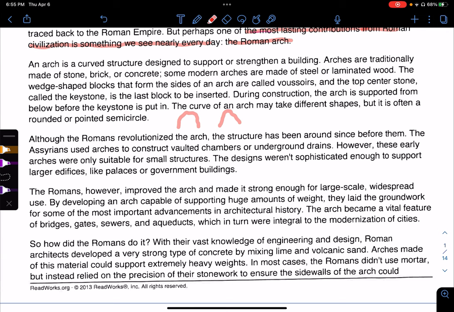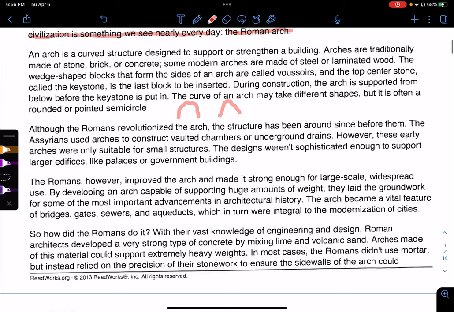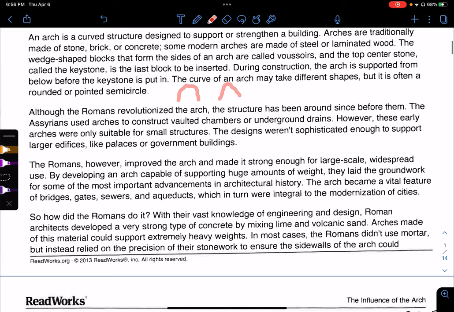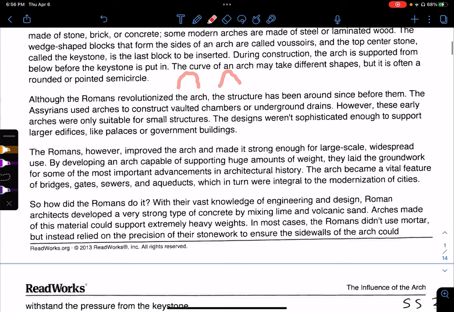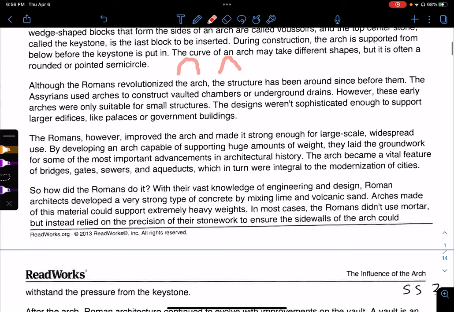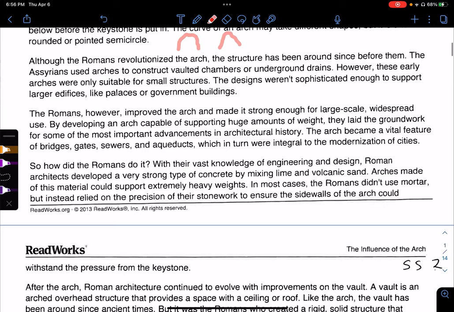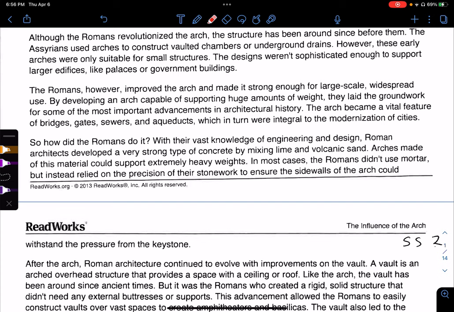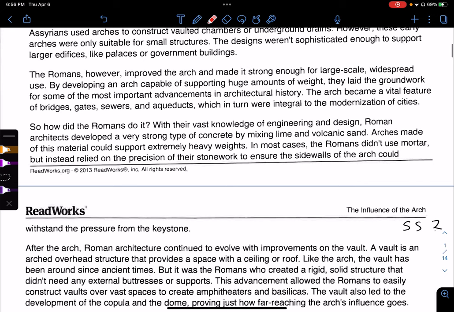Although the Romans revolutionized the arch, meaning they made it grand and made additions to it, the structure has been around since before them, so the Romans did not invent the arch. The Assyrians, people in the Middle East, used arches to construct vaulted chambers or underground drains. However, these early arches were only suitable for small structures. The designs weren't sophisticated enough to support large edifices or buildings like palaces or government buildings. The Romans, however, improved the arch and made it strong enough for large scale, widespread use. By developing an arch capable of supporting huge amounts of weight, they laid the groundwork for some of the most important advancements in architectural history.